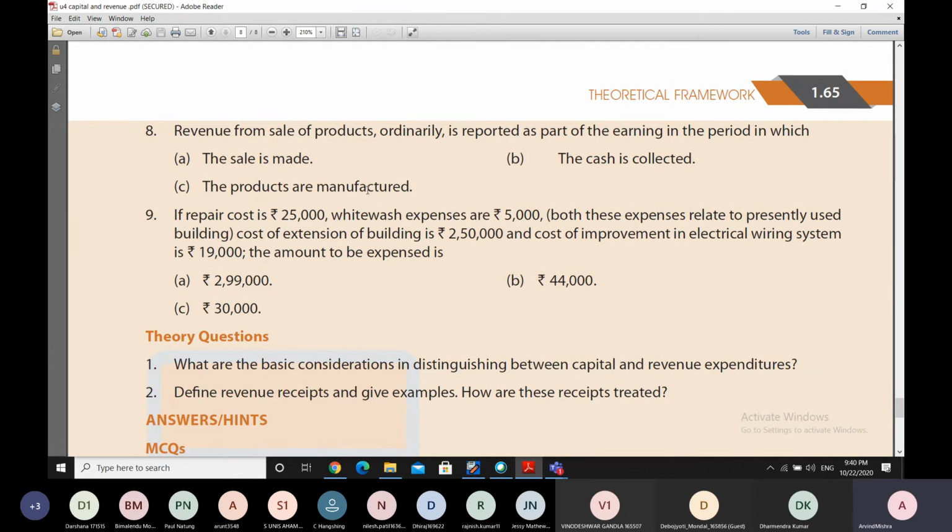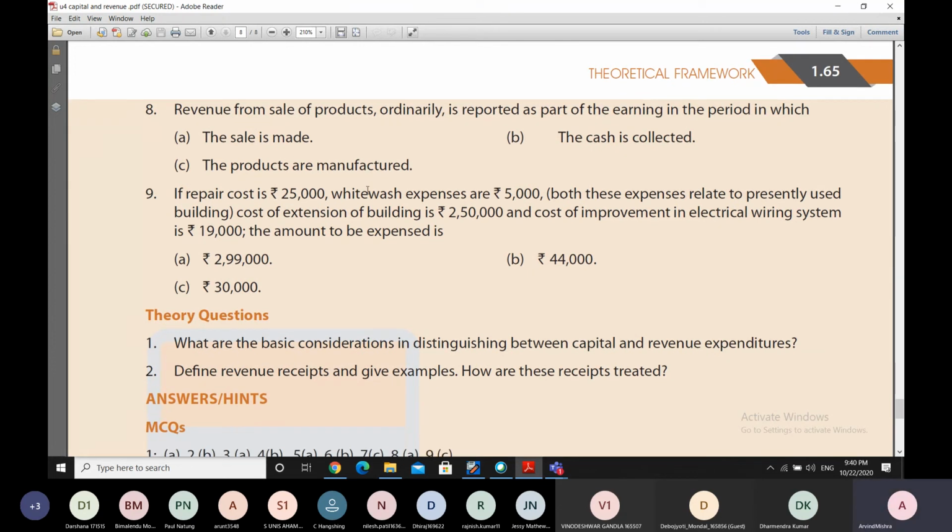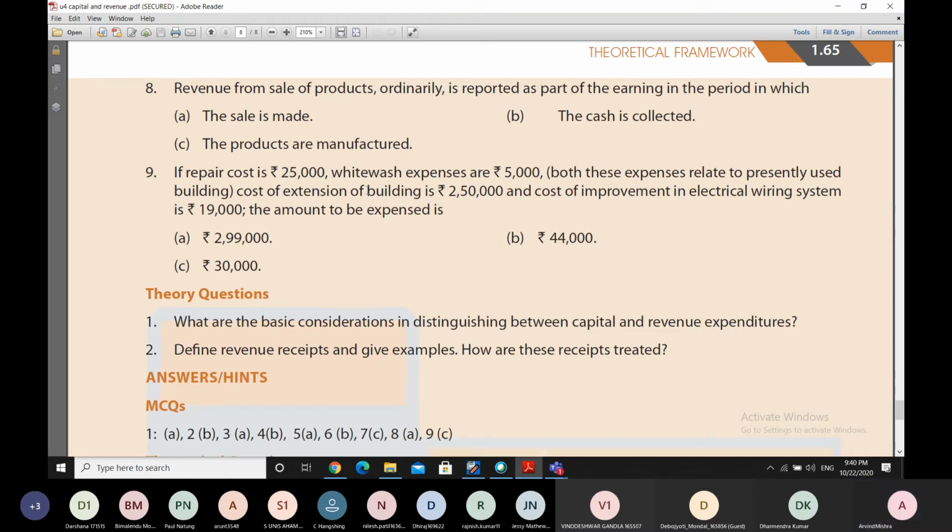Now, question number 9. The repair cost is 25,000 rupees, whitewash expenses are 5,000 rupees, and both these expenses relate to a presently used building, a building which is being used presently. On that, a repair is made for 25,000 rupees, whitewash expenses are 5,000 rupees, and a cost of extension of the building is also incurred of 2,50,000 rupees. And the cost of improvement in the electrical wiring system is also incurred of 19,000 rupees.